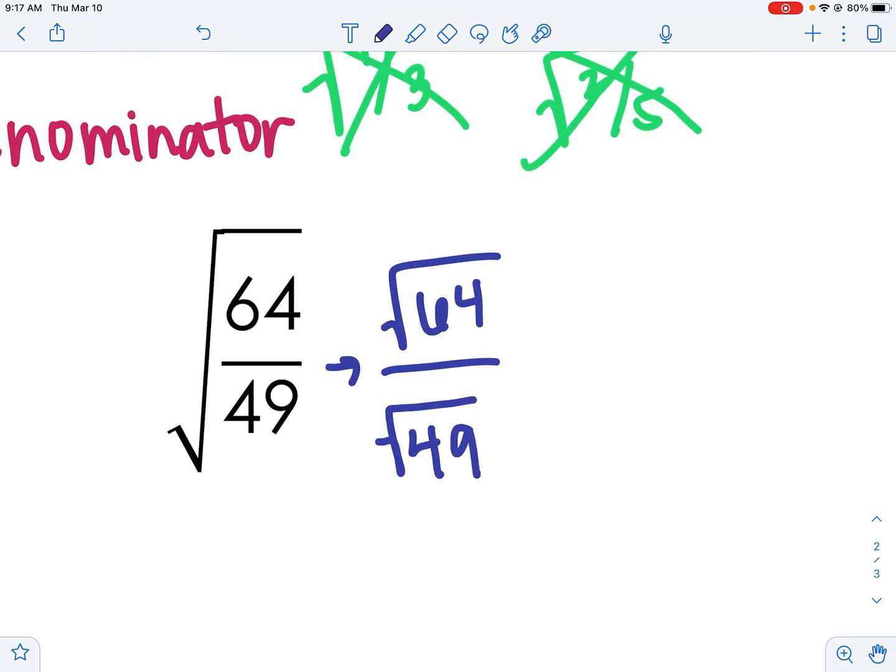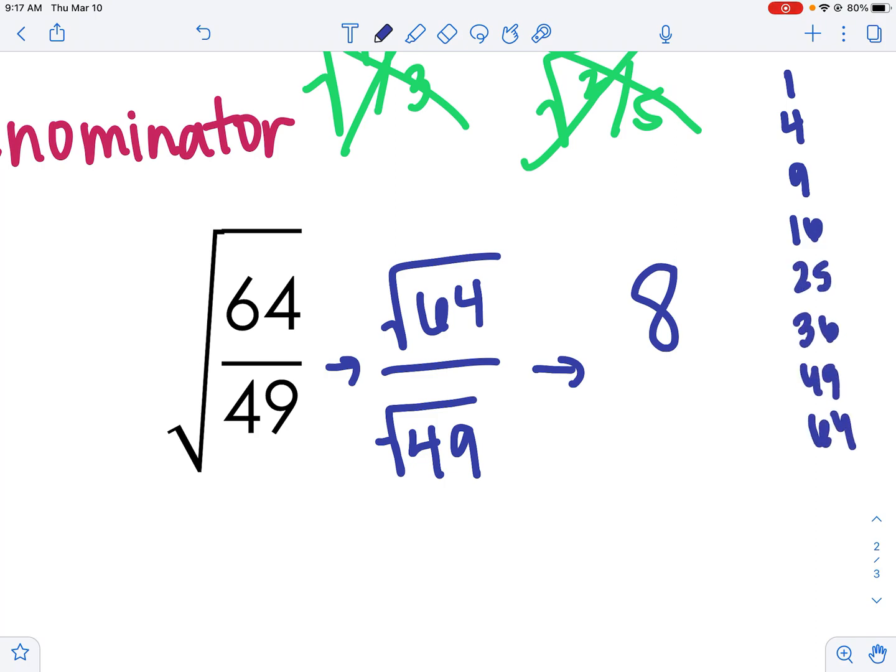Well, ask yourself, do you know what the square root of 64 is? What times what would give you 64? Think about it. The square root of 64 is 8, right? It was 1, 4, 9, 16, 25, 36, 49, 64. So the square root of 64 is 8.